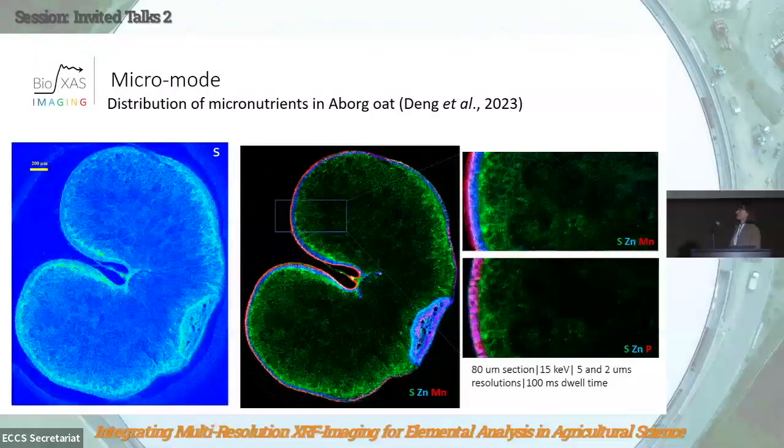So this is an example of a project that utilized the micro mode setup. The researchers were interested in micronutrient distribution in an oat seed cross-section. The study revealed that zinc and manganese, the micronutrients, were distributed close to the aleurone layer of the seed, providing very important information regarding seed processing: to avoid harsh hulling, to prevent the removal of the nutrients.